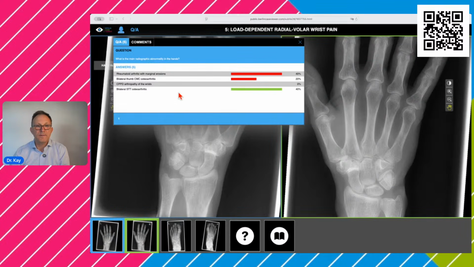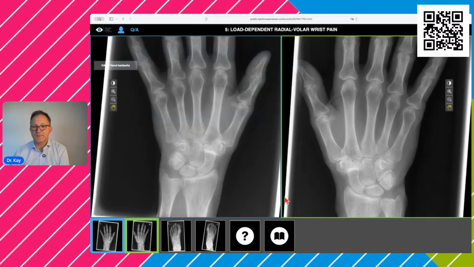And 2 of you came to the correct conclusion, and the other one was tricked by the maybe osteopenia here and voted for rheumatoid arthritis. So in my opinion, CMC osteoarthritis is not the case. It's STT osteoarthritis. And if you didn't know this kind of disease, now you know, and now you can write it into your reports. All right.